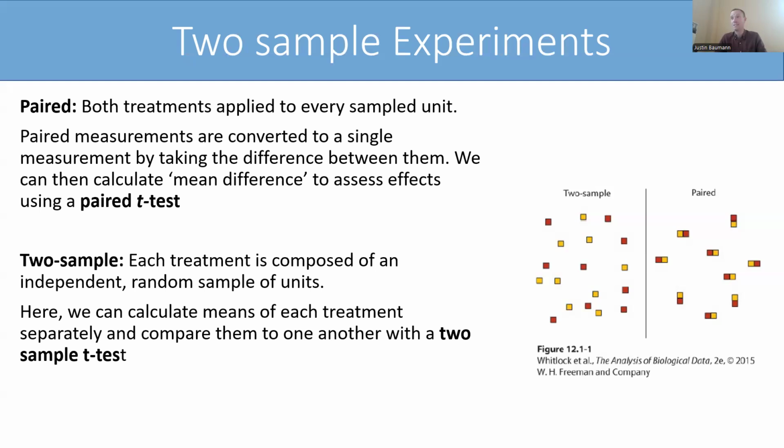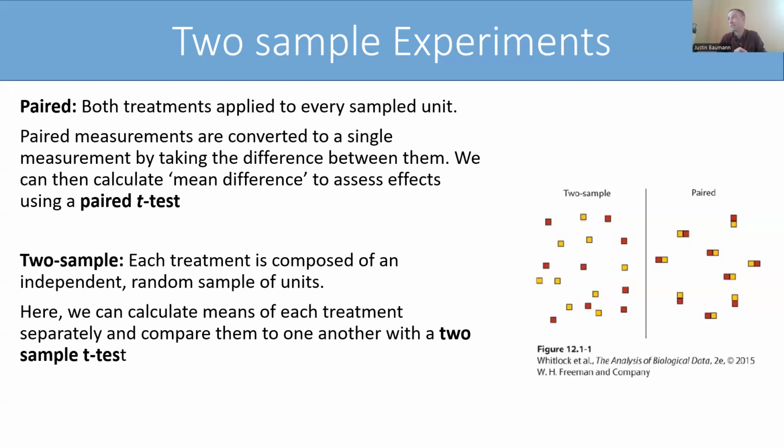We can use a paired t-test for the paired example. We can use a two sample t-test when we have two different treatments kind of randomly distributed. So two sample, each treatment is composed of an independent random sample of units. We can calculate means of each treatment separately, and we can compare them with a two sample test. This is how we normally do a t-test. We have one population over here that's doing one thing and another population over here that's doing another thing. We can use a two sample t-test to see which ones are different from each other.